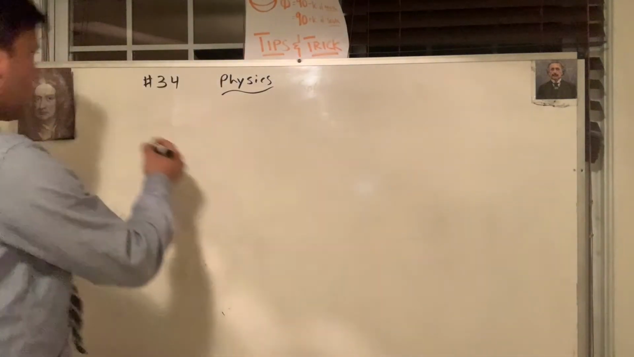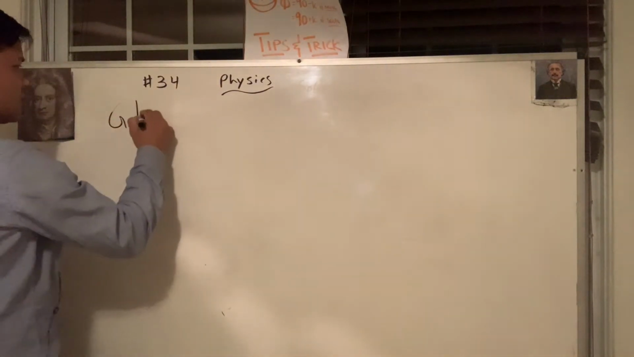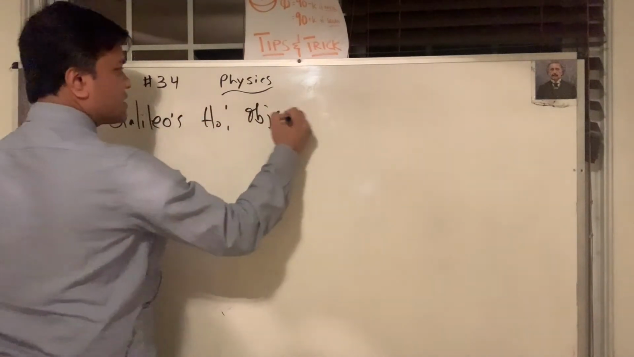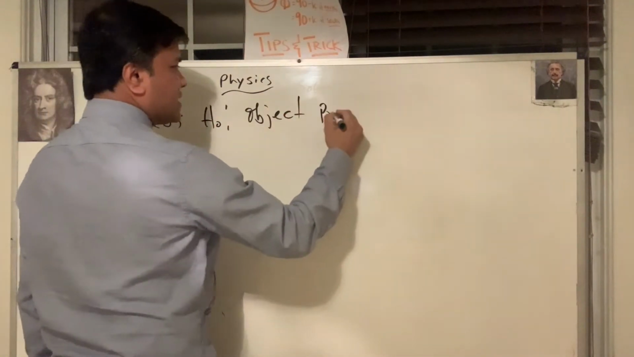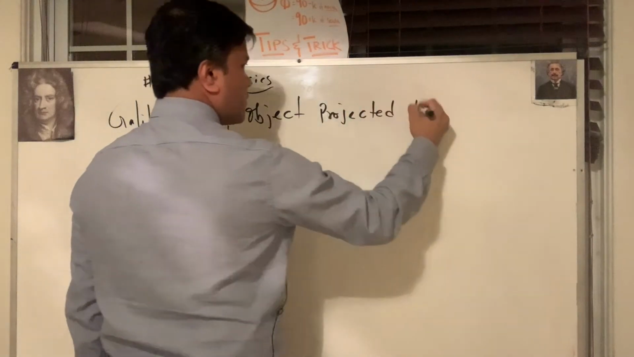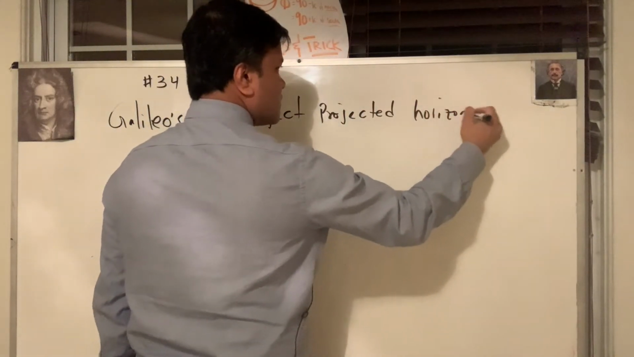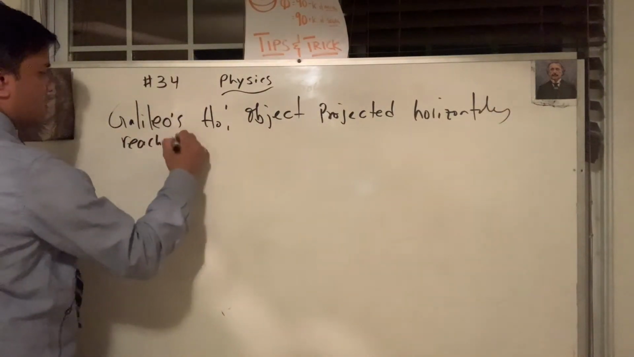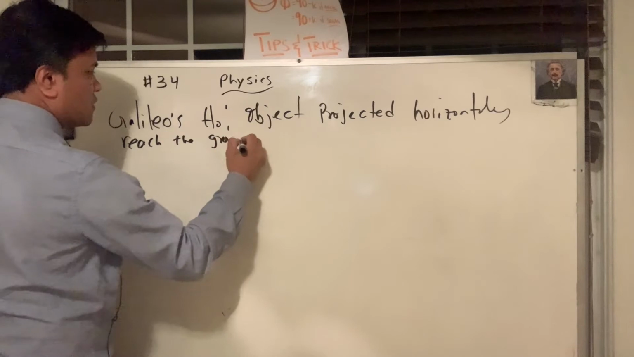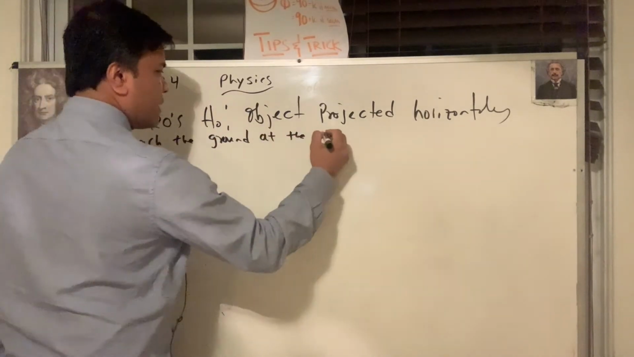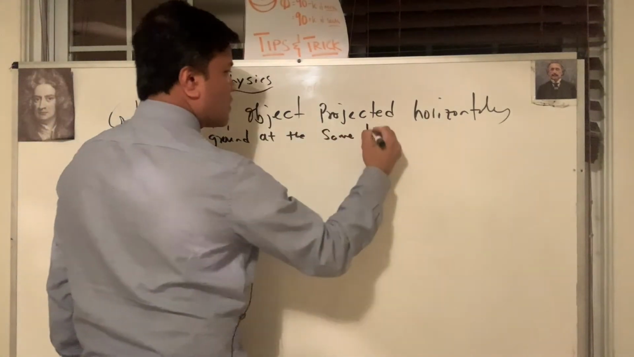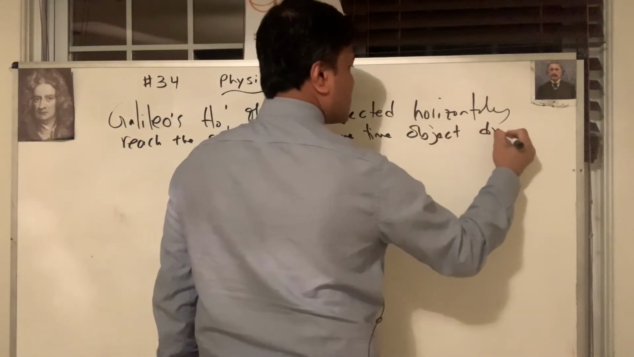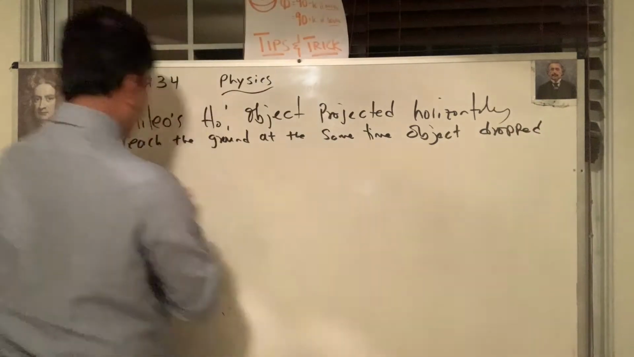Let's write down Galileo's hypothesis. Object projected horizontally reaches the ground at the same time as object dropped vertically.